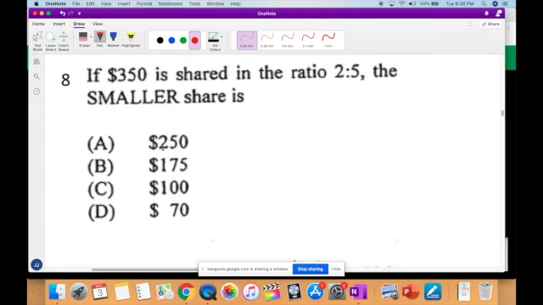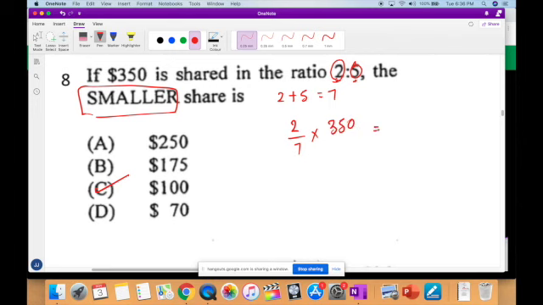A of C. Sorry, C? Yeah. Alright. At the end of the day, 350 is shared in a ratio. So if I have 2 parts and Ariel has 5 parts, we have 7 parts in total. So I get the smaller share, 2 out of the 7 parts, and the 2 out of the 7 of the total. 7 5s are 35, 5 2s are 10, 100 is C.